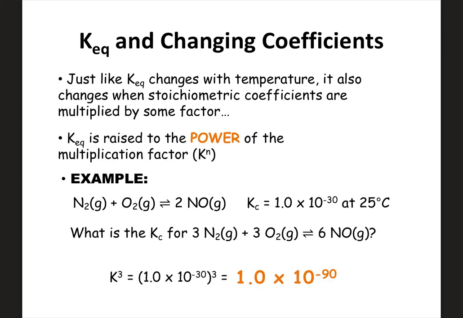Just like KEQ changes with temperature, as we already said, stoichiometry also changes KEQ here. So if you are changing a reaction by multiplying it by some number, basically what you do is you take KEQ and you raise it to the power of the number you are multiplying it by. So be careful here. Just because you multiply a reaction, say by 3, you're not going to multiply the KEQ by 3. You're going to raise the KEQ to the power of 3. Okay, the power of the number you multiplied it by.